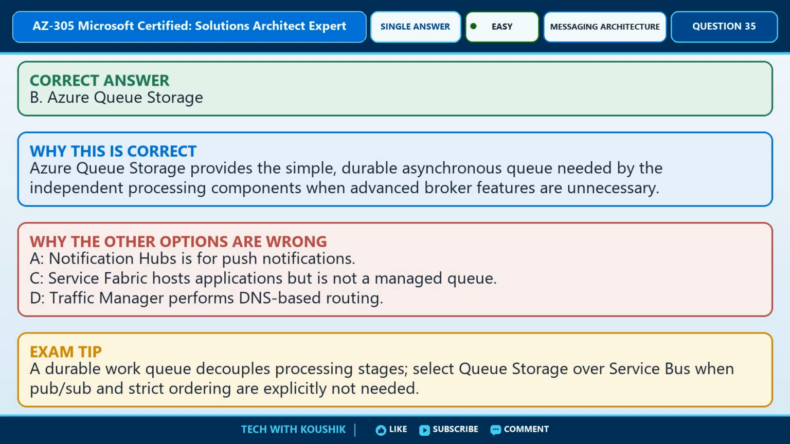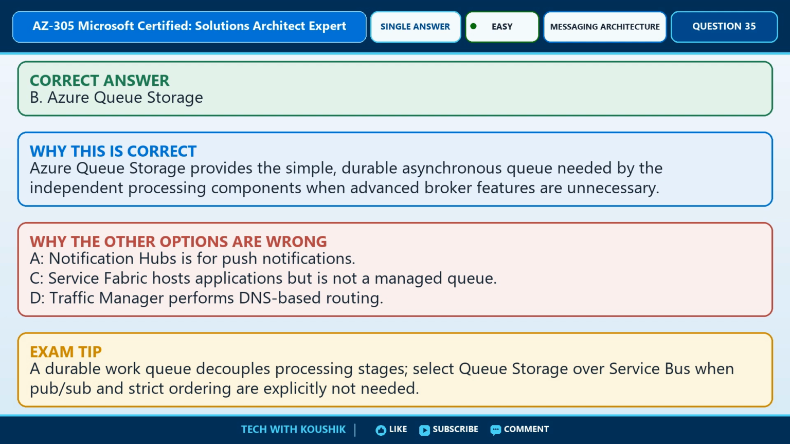The best answer is option B, Azure Queue Storage. Here is the technical justification. Azure Queue Storage provides the simple, durable asynchronous queue needed by the independent processing components when advanced broker features are unnecessary. The incorrect choices fail for the following reasons.